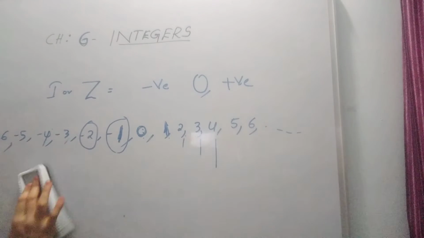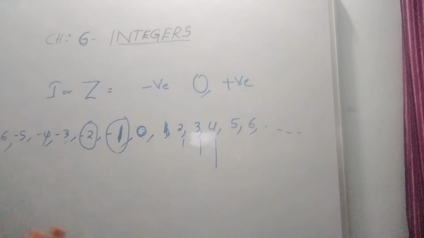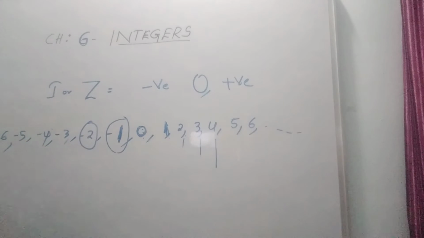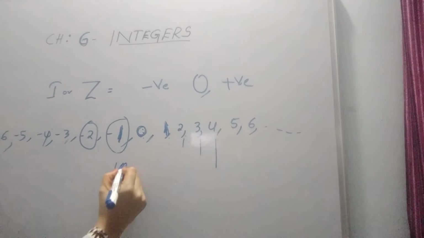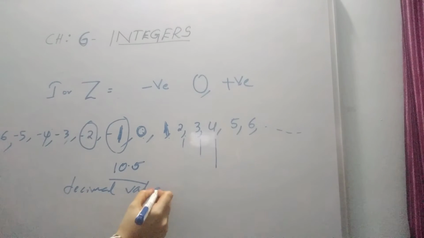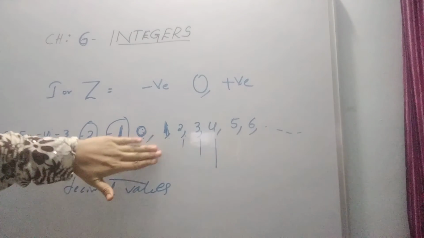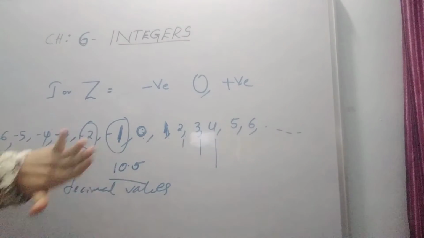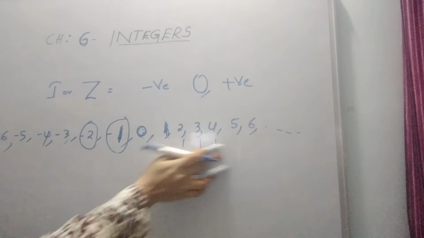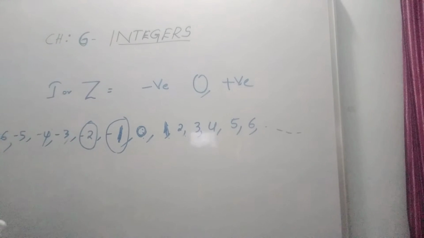These are the integers. Integers are 0, positive numbers and negative numbers. Is 10.5 an integer? No. Decimal values are not integers. Okay, is it clear? Only 0, positive numbers and negative numbers are integers. Decimal values, floating point numbers and fractional values are not integers.